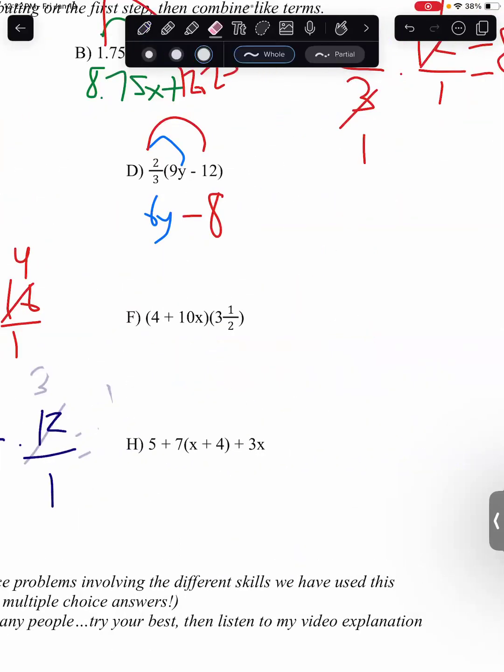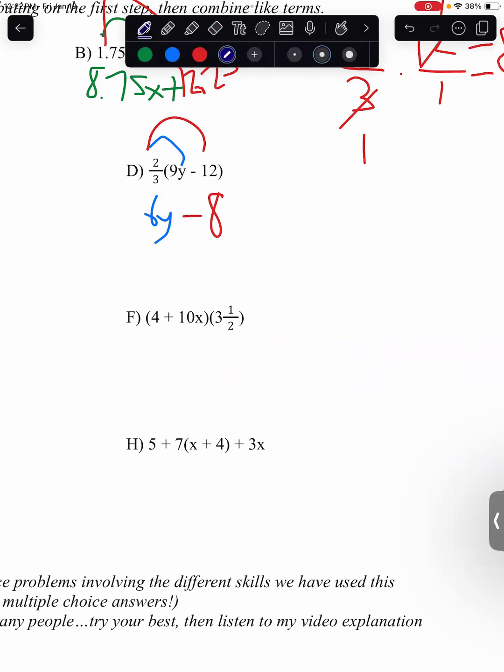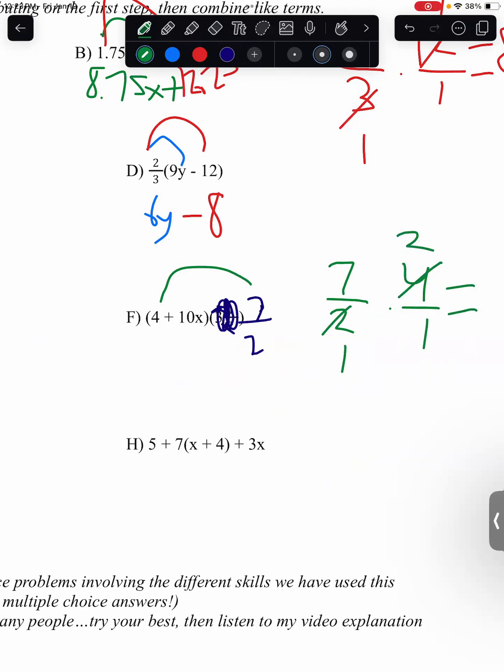Okay, next one. We got a little additional wrinkle in this problem. So we have 3.5 times, and then the other stuff. What I would do here is go ahead and say 3.5 is equal to 7/2. So I might even just put 7/2 right there instead, and then go from there. 7/2 times 4 over 1. 2 divided by 2 is 1. 4 divided by 2 is 2. So it's 14 over 1. If you just went straight across, you would have got 28 over 2. So that's just 14 plus.